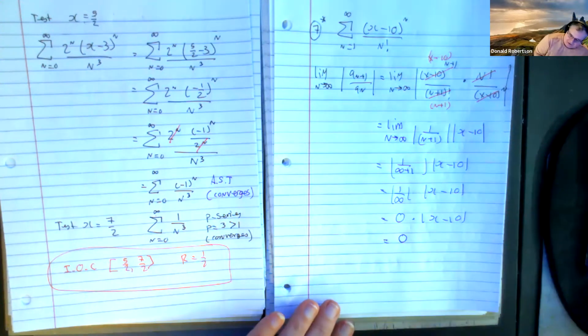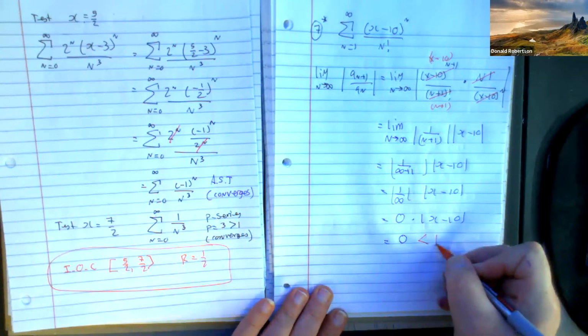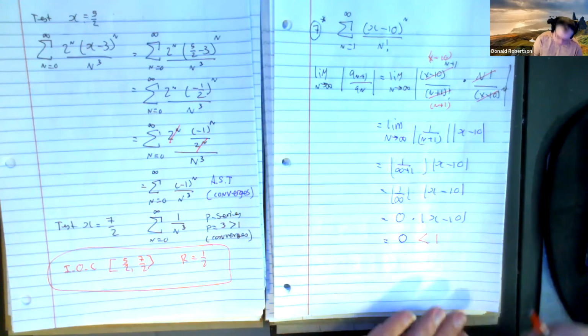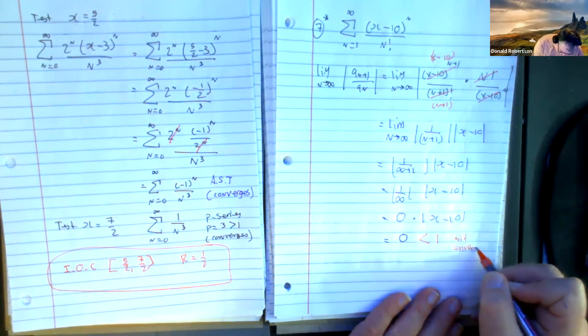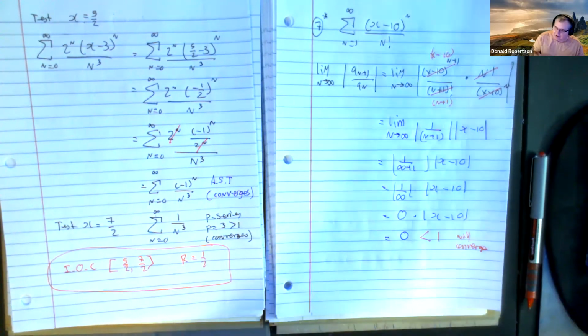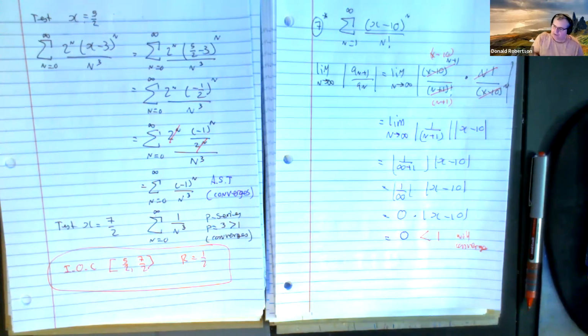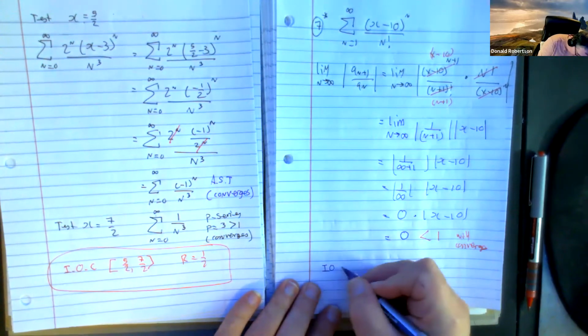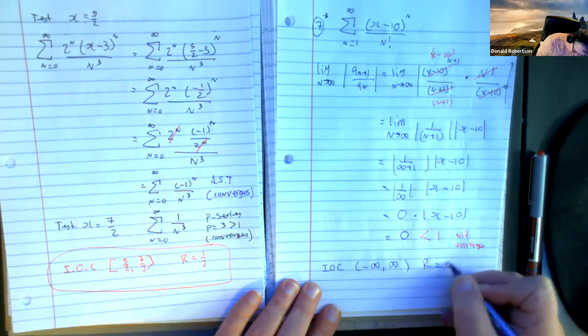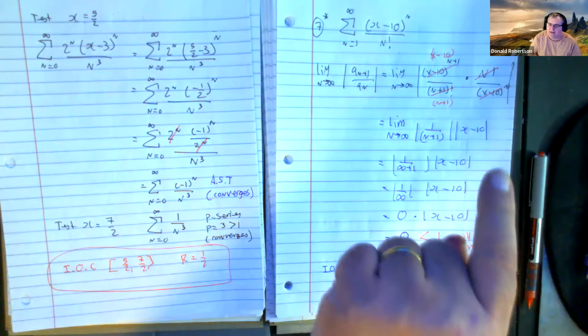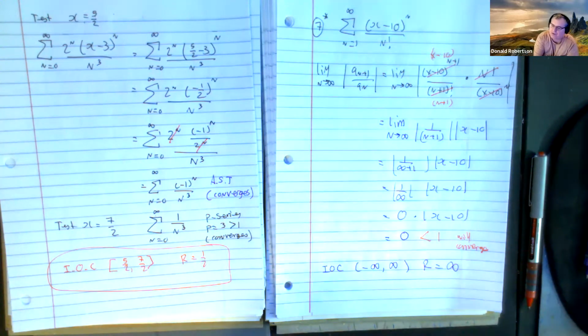1 over infinity is 0 times that guy, which means the limit is 0. And if the limit is 0, it's guaranteed to be less than 1, right? Which means it will converge. And not only will it converge, won't it converge for any value of x? It doesn't matter whether x is 2 billion or 22 trillion, right? And so the interval of convergence is everybody, and the radius of convergence is infinity. Do you see why you want an n factorial in your question? Because the work tends to be much quicker, right? The conclusion is easier to do.